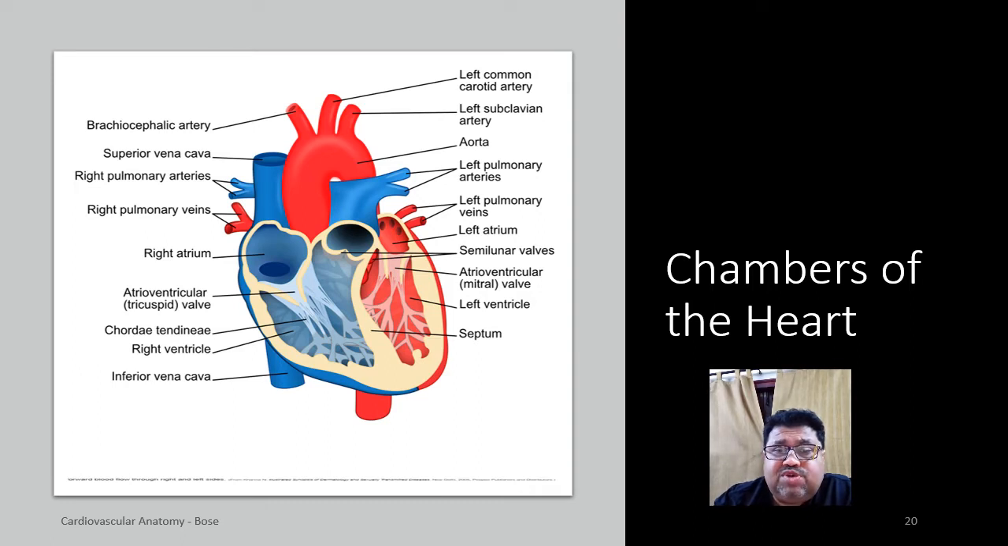The four chambers of the heart include the right atrium and right ventricle that form one portion of the heart that supports pulmonary circulation, and then the left atria and the left ventricle support systemic circulation.